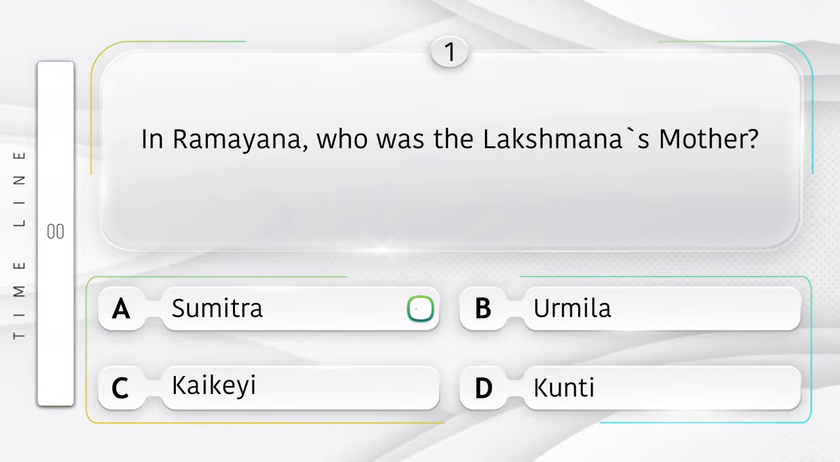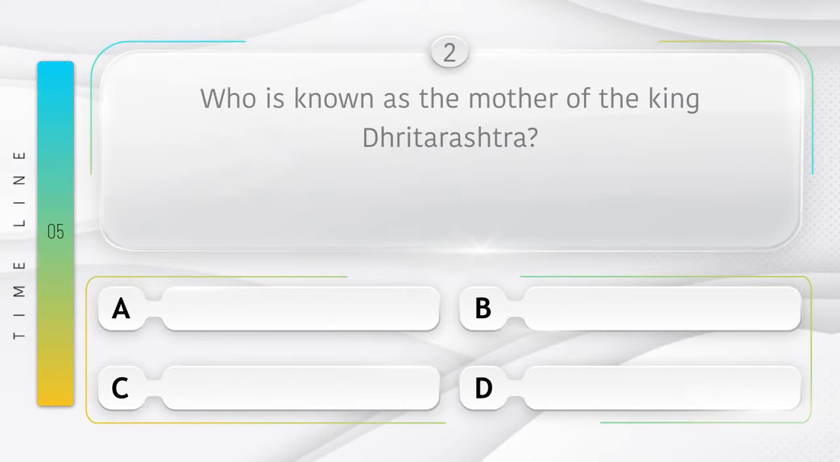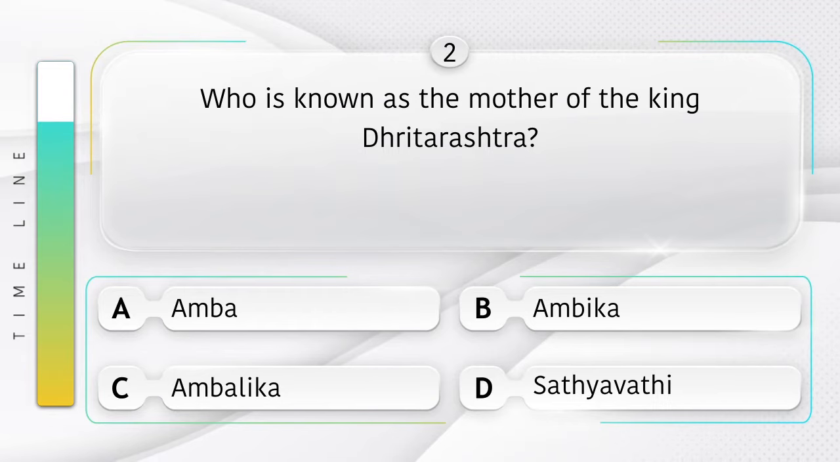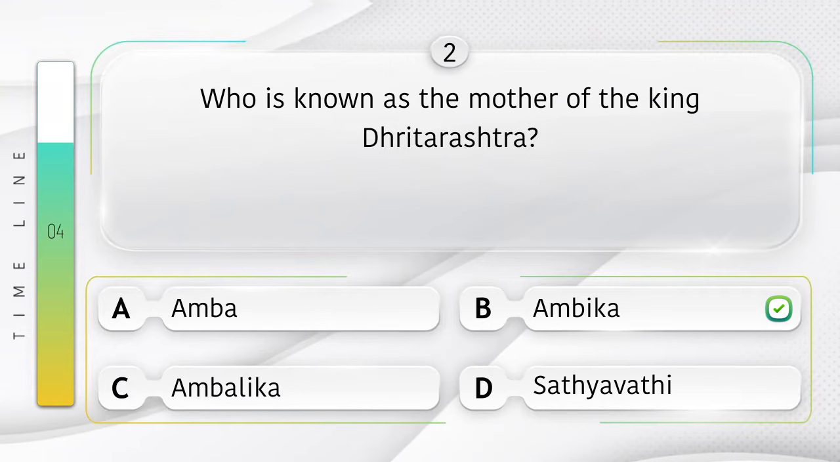Who is known as the mother of the king Dhritarashtra? Option A. Amba, B. Ambika, C. Ambalika, D. Satyavati. Answer is option B. Ambika.